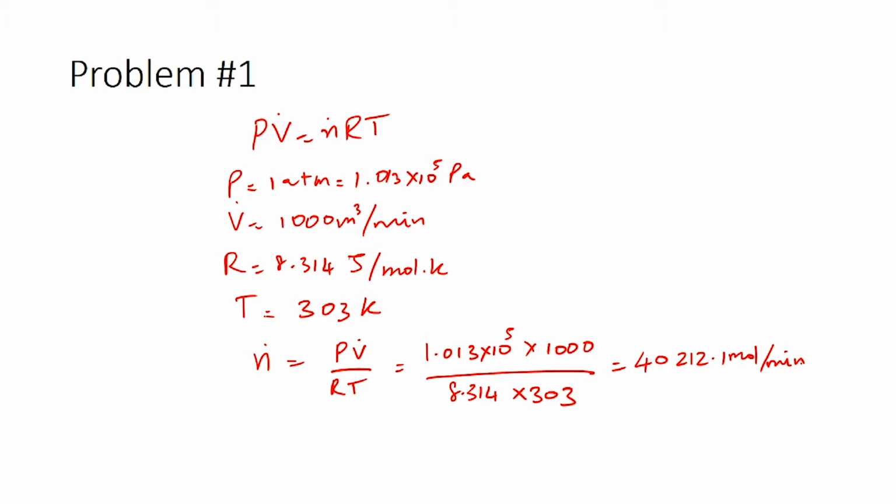Since the solar energy is given in terms of watts, it would be useful to convert this molar flow rate into moles per second. So, the molar flow rate n dot equals 40,212.1 divided by 60 moles per second, which is equal to 670.2 moles per second. We have air coming in and leaving the system, which means this is an open system.